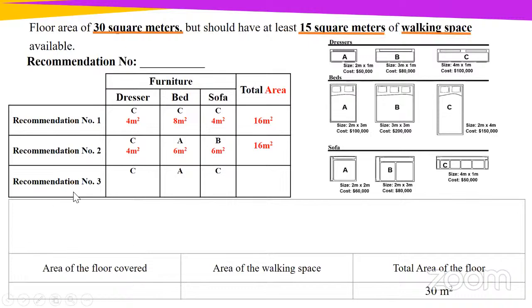So we want to now find the area of the furniture recommended in recommendation number 3. So we have dresser C, bed A, and sofa C. Seeing some hands raised immediately. Okay, Darrell Neal's hand is up. Let's go over to Jada Chambers. Jada, would you like to respond?